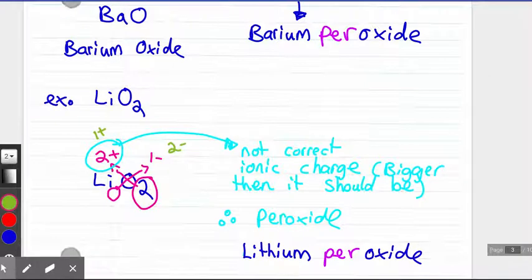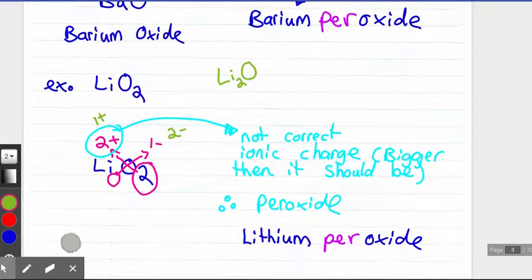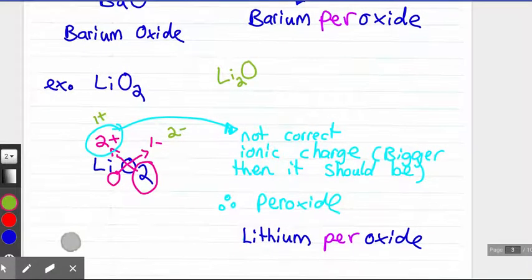So lithium oxide has the formula Li2O, and we have a formula LiO2, so we have an extra oxygen. Therefore, we know that we need to name this lithium peroxide.